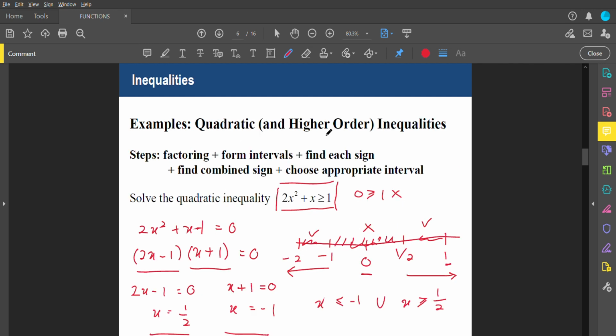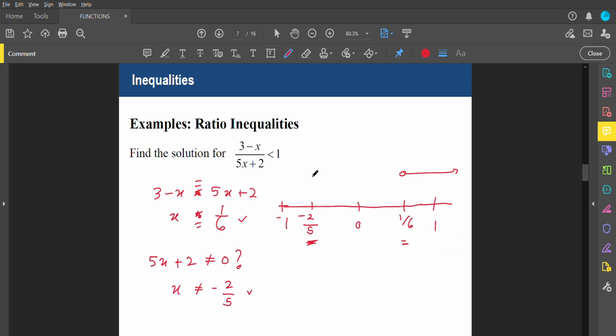Just now you have to plug in the values, and then you see that it actually works for these two intervals. So you have two intervals here. The first one is this one, less than negative 2 over 5, and the second one is greater than 1 over 6, or you can write it as x less than negative 2 over 5, or x is greater than 1 over 6. So you have two intervals here, infinite intervals.